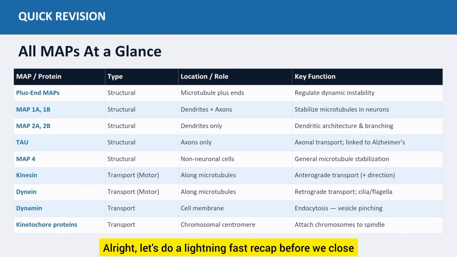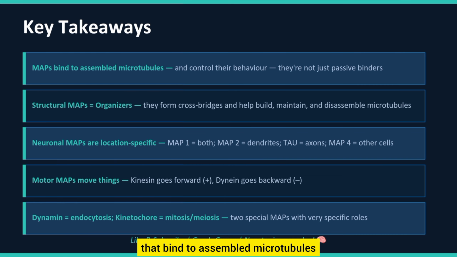Alright, let's do a lightning-fast recap before we close. MAPs are proteins that bind to assembled microtubules. They either help with structure or movement. Structural MAPs form cross bridges. They include plus-end proteins that control dynamic instability, and proteins like MAP1, MAP2, tau, and MAP4 in different cell locations.